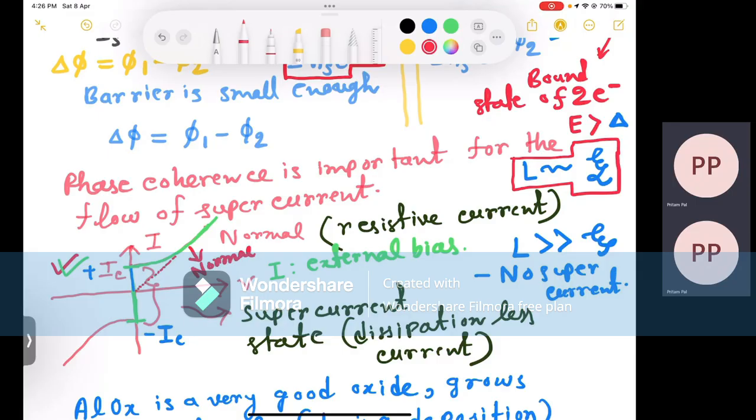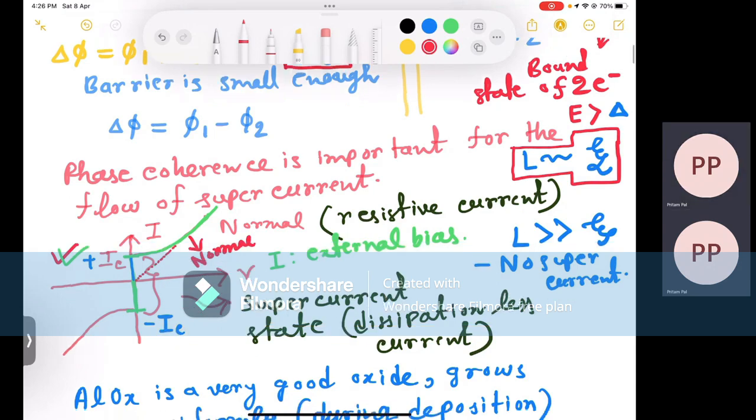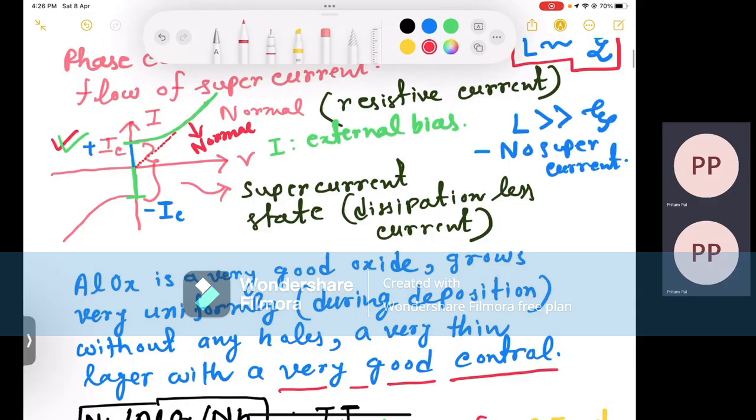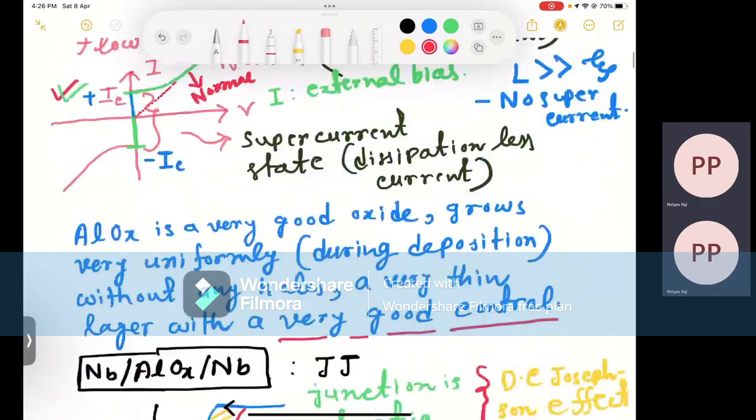So if we make the junction in such a way that the size of the junction is very much greater than the phase coherence length associated with the system, then also you cannot see any supercurrent. Because the superconducting phase, the phase associated with the superconductivity property, will be completely destroyed. In that situation, you cannot expect a supercurrent to flow through the system, right? So this is another thing that I have shown here. I will show you how it looks.